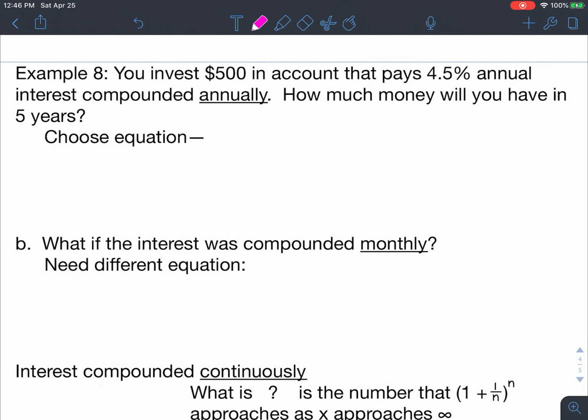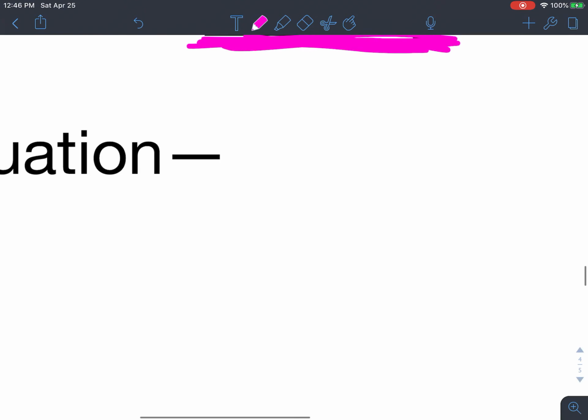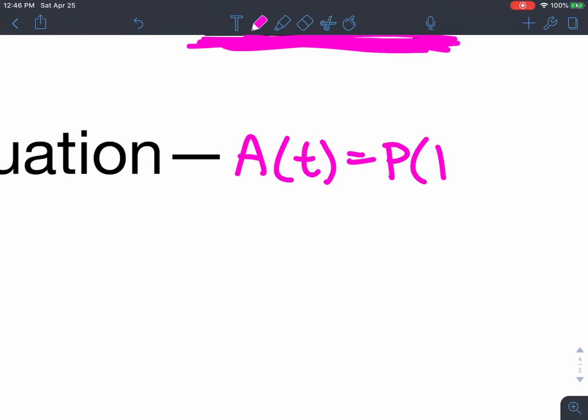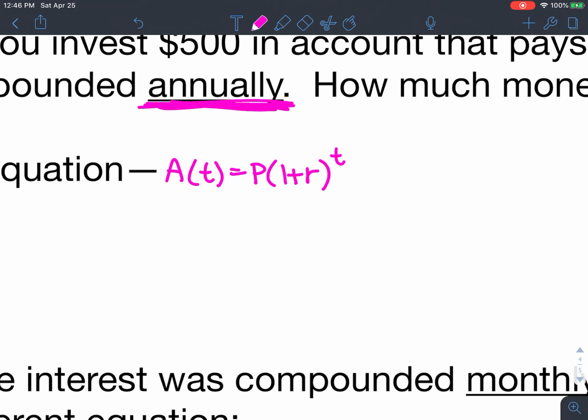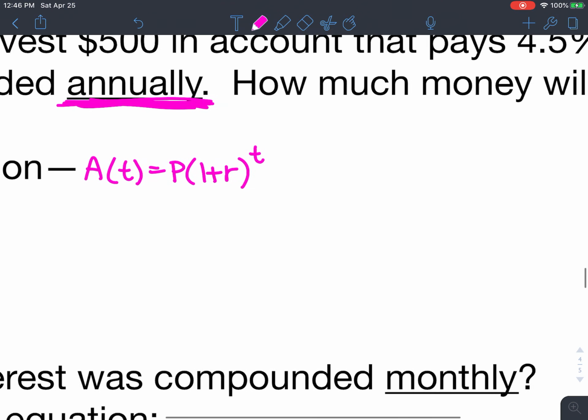You invest $500 in an account that pays 4.5% annual interest compounded annually. How much money will you have in 5 years? Well, it says annually. So the first thing we need to do is choose the correct equation. And that would be A of t equals P times 1 plus r to the t. You could use the n equation, but n would just be 1.